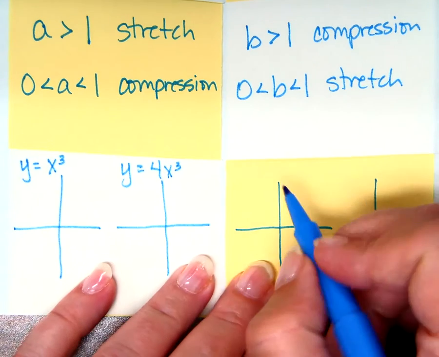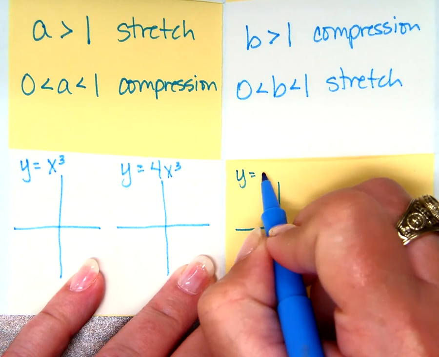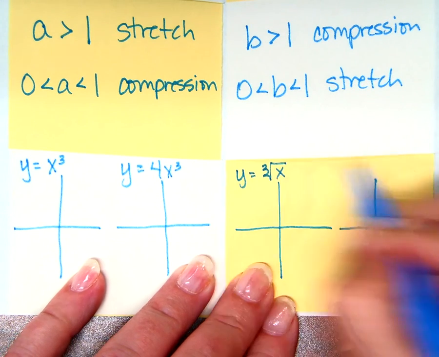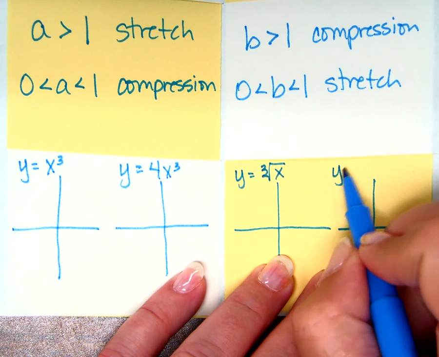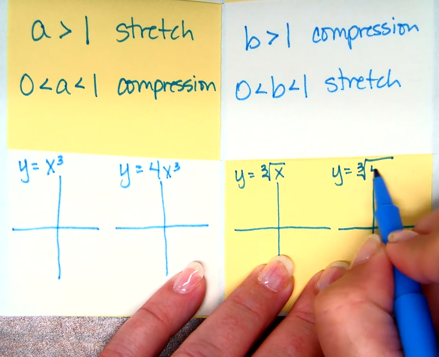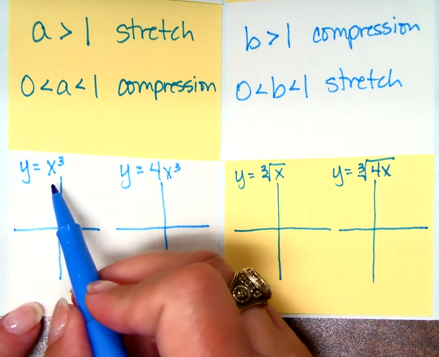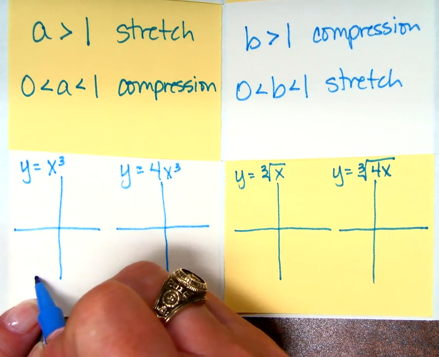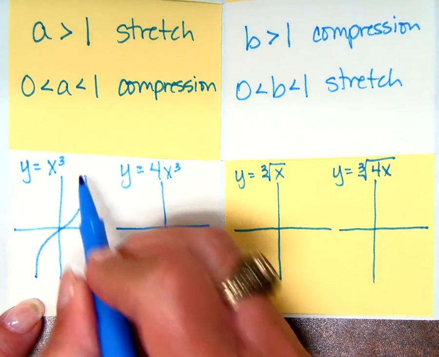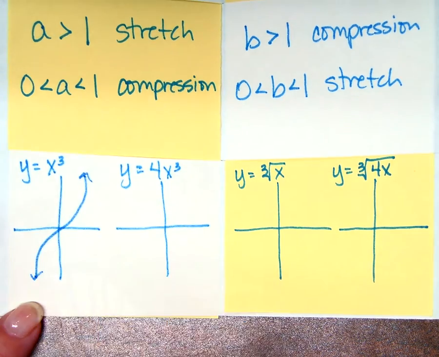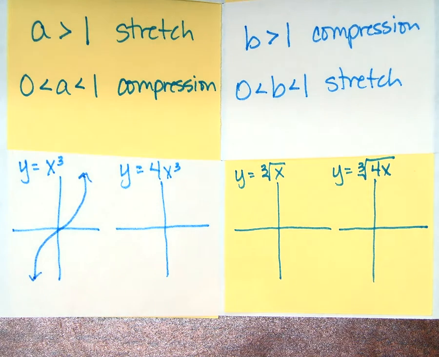For this one, let's use y equals the cube root of x. And for this one, let's use y equals the cube root of 4x. Now I know you remember what cube root looks like, so I'll just draw it for you. Ish, right? We're just freehanding it, so we're not trying to get exactly perfect here.